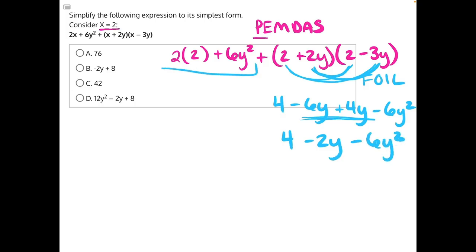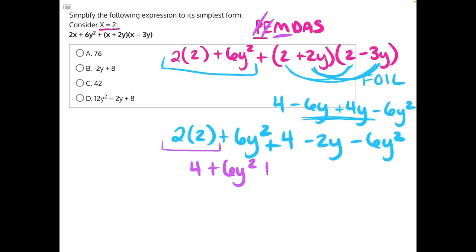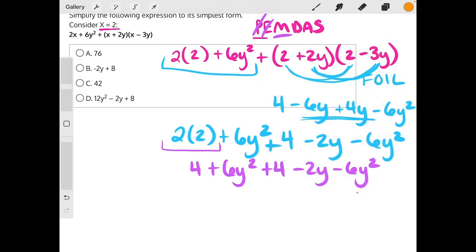And now we can bring down everything else. We had 2 times 2 plus 6y squared plus 4, and so on. Next, we've done our parentheses. There are no exponents, so we need to now look at multiplication. We have one bit of multiplication here, 2 times 2, which will give us 4 plus 6y squared plus 4 minus 2y minus 6y squared. And then our next step would be doing addition and subtraction to finish out the simplification.